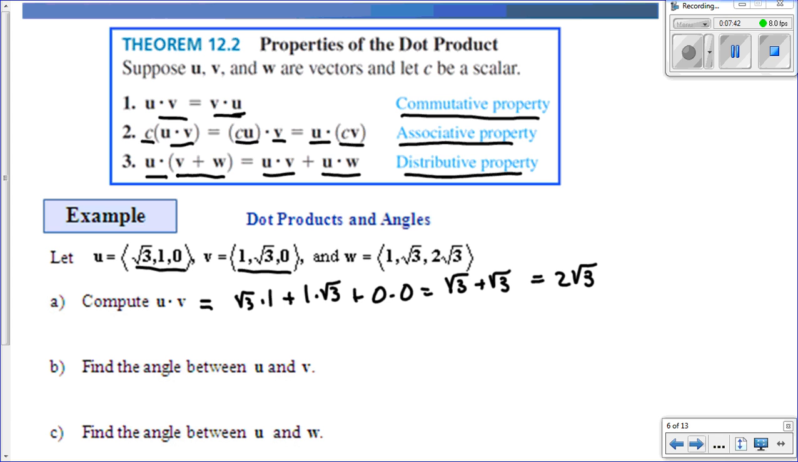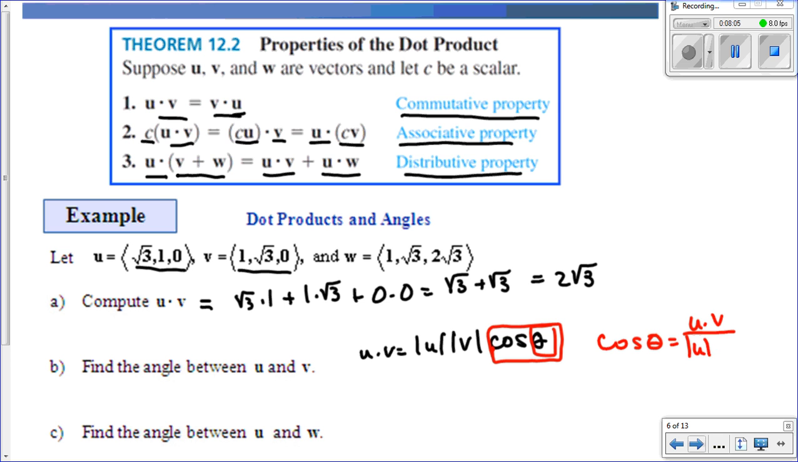Find the angle between u and v. Well, we know that u dot v is the magnitude of u times the magnitude of v times cosine of the angle between them. So if we want to actually find the angle between them, we can do so by solving this equation for cosine of theta. We'll have cosine of theta equal to u dot v over the product of the magnitudes. And we can use that since we now know what the dot product of u and v is. We have cosine of theta is 2 times the square root of 3 over the product of the magnitudes.